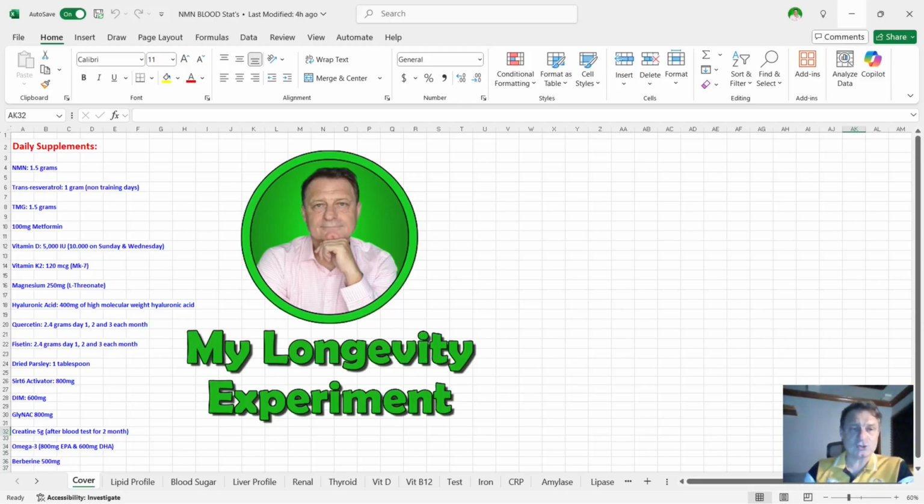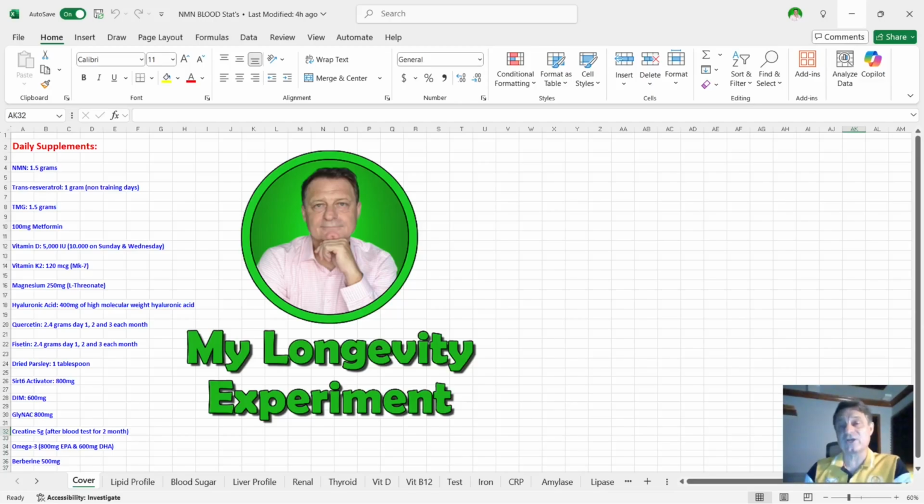Vitamin D3, 5,000 international units per day, 10,000 on a Sunday and a Wednesday. Vitamin K2, 120 micrograms, that's the MK7 version. Magnesium, 250 milligrams, the L3N8 version. Hyaluronic acid, high molecular weight, 400 milligrams a day. Quercetin, 2.4 grams per day on the 1st, 2nd and 3rd of each month. And fisetin, 2.5 grams a day, again on the 1st, 2nd and 3rd of each month.